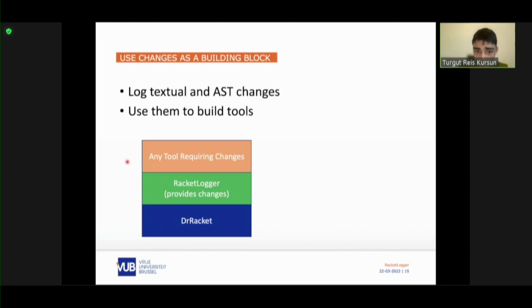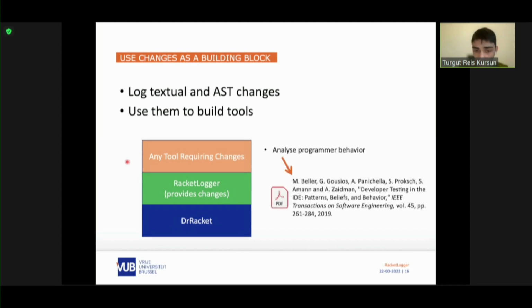And in fact, such tools that make use of changes have already been built, albeit with a different change logger than RacketLogger. So for example, some researchers have built a tool to analyze programmer behavior. And this is useful because then you can see the behavior of programmers in terms of productivity, development, and also how they go along with testing, for example.